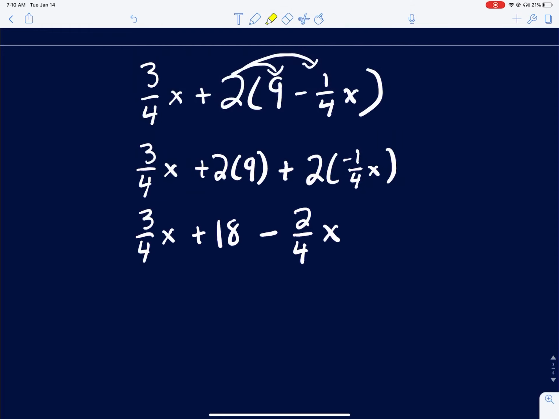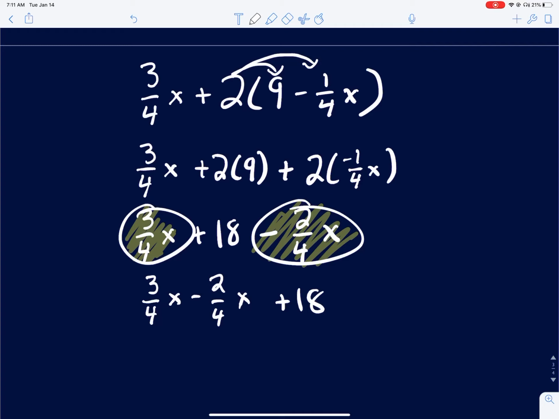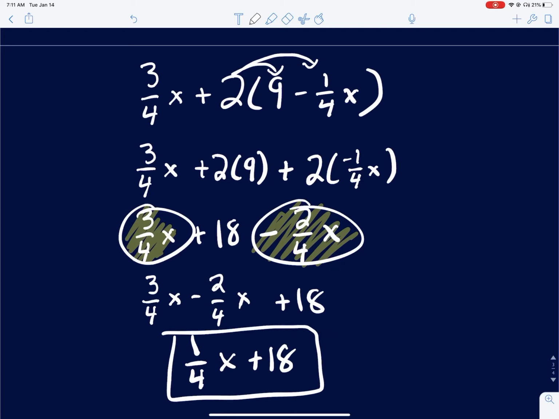Well, we just have a couple like terms here, 3/4 x and minus 2/4 x, and lucky for us, they have a common denominator, so we can just subtract straight across. 3 minus 2 is 1, so we have 1/4 x plus 18, and we have combined like terms. We have simplified expressions using the distributive property.